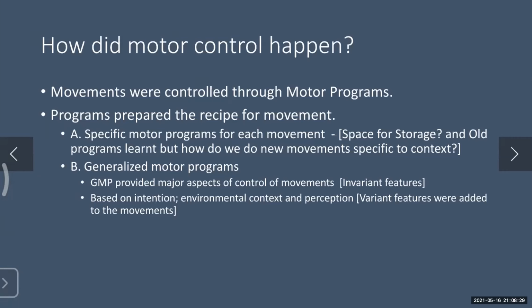Now there were two different approaches to this motor programming model. The first one is the specific motor program, which said that each and every movement had a specific motor program, and that's how we are able to produce a variety of movements. But then there were two problems seen with the specific motor programs.